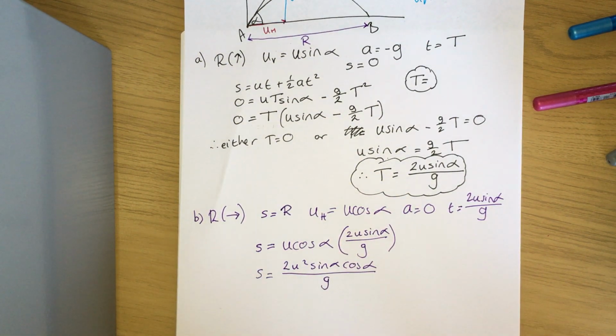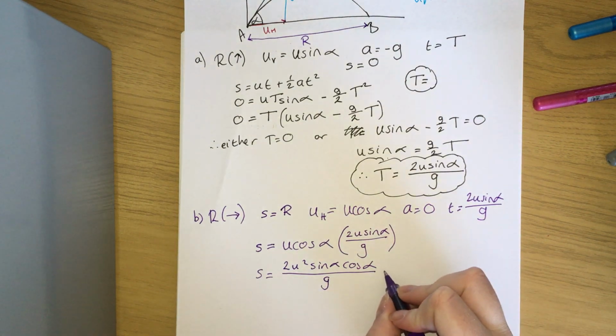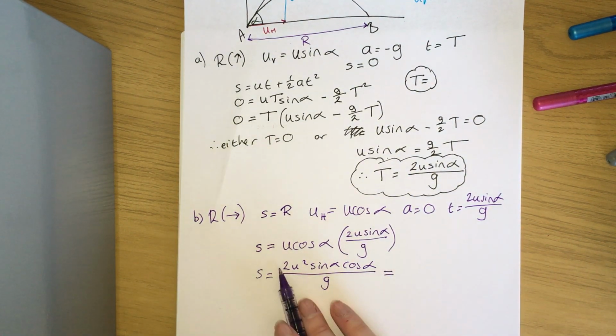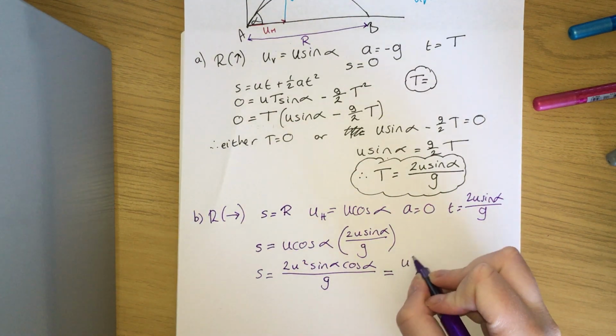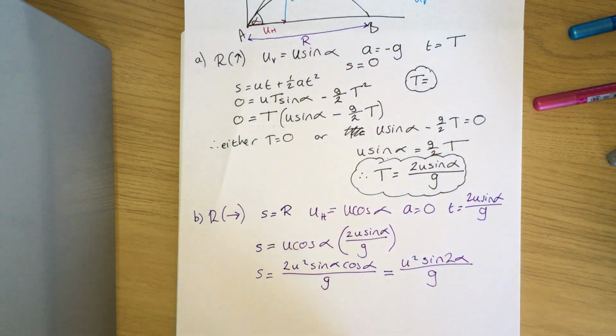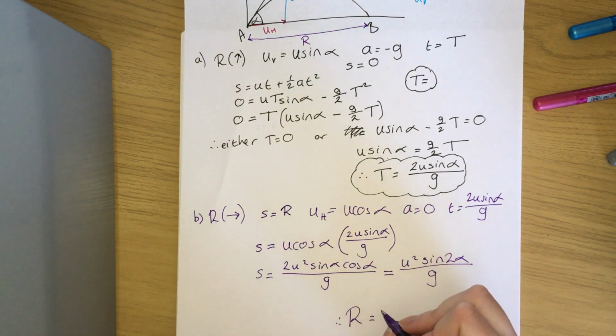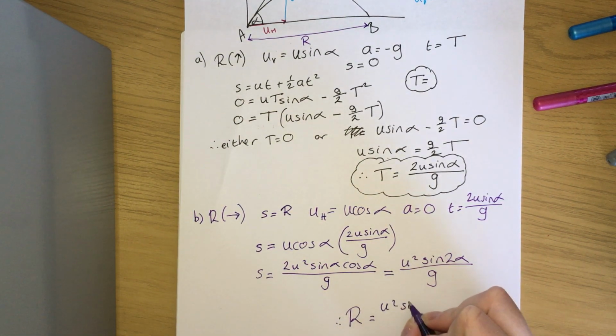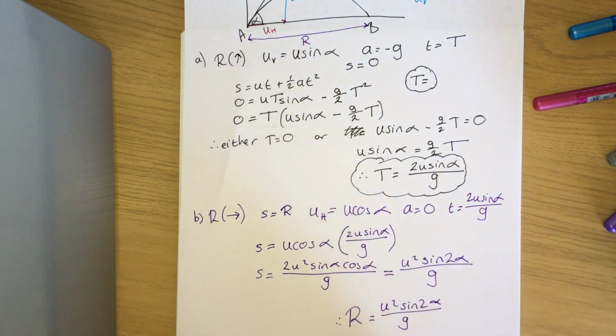Now I expect you can leave it like that, but if we can reduce the number of trig terms we've got in there, then we ideally will. So I need to know my double angle formulae. 2 sine alpha cos alpha is sine of 2 alpha. So the range R therefore is u squared sine 2 alpha over g.